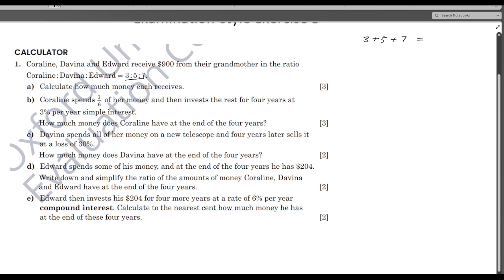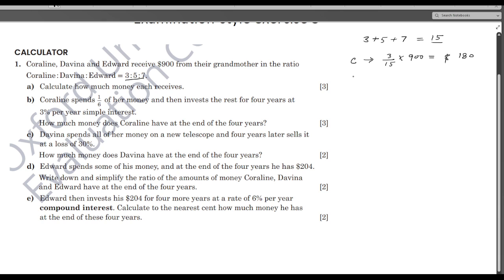So the addition is 5 plus 3, 8 plus 7, 15. Now the share of Coraline will be 3 divided by 15. So 15 is total and share of Coraline is 3 out of that. So it is 3 divided by 15 times 900. It will give me the result as 180. So Coraline will receive $180.